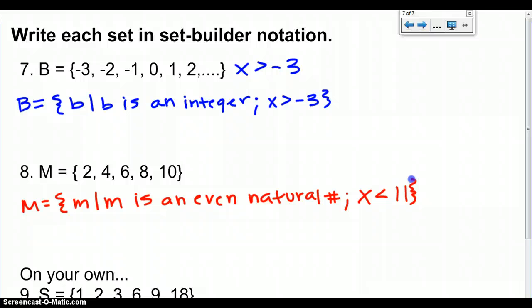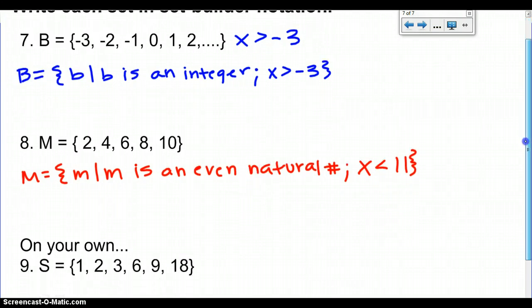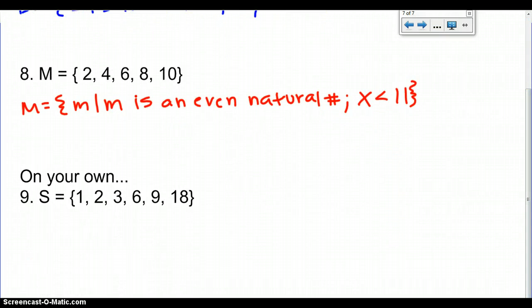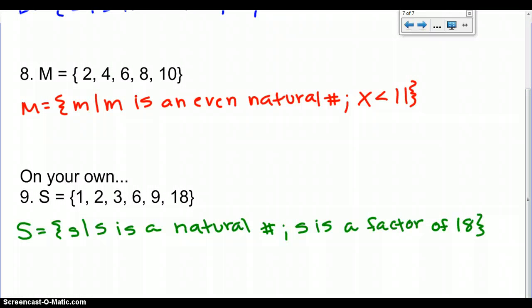Hopefully those make sense to you, so I want you guys to pause it right now, do number 9 on your own, then we'll come back and make sure we get the same answer. Okay, I'm back, and you guys can see what I did. I have s is equal to, and I defined my variable of s, and then s is a natural number because it's not negative and it's not 0, so it's a natural number. And then if you look, those are all the factors of 18, so s is a factor of 18 is what we write. So I hope you guys understand this section.